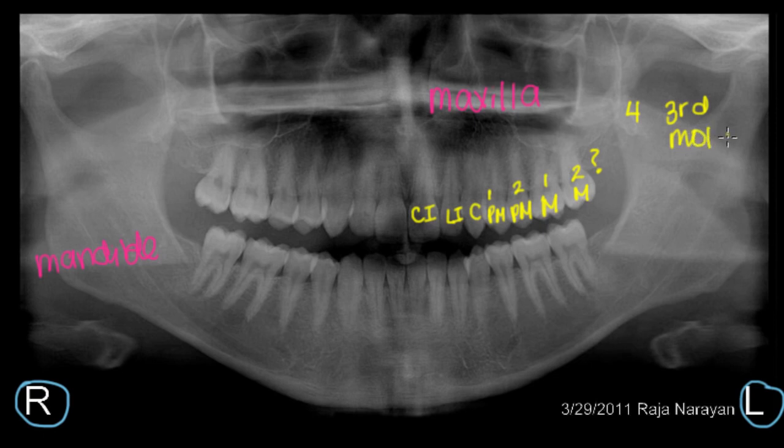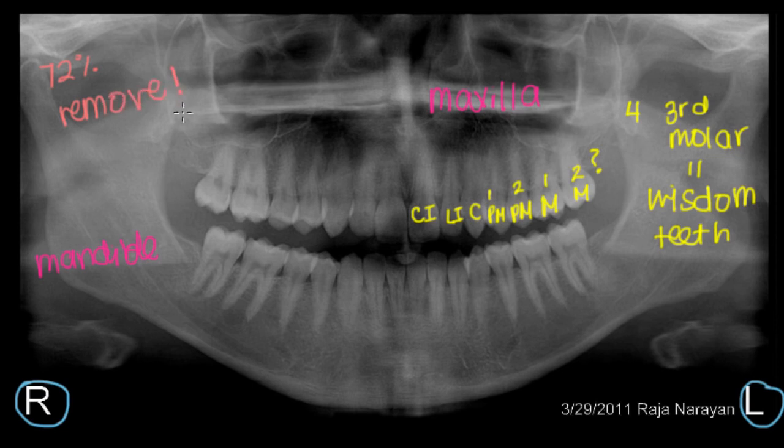And the reason why is because they were my wisdom teeth. So your third molars are called your wisdom teeth. And often people get these removed. In fact, 72% of people get these removed. So 72% of our population remove the wisdom teeth. And it's actually a pretty simple explanation for why that occurs.